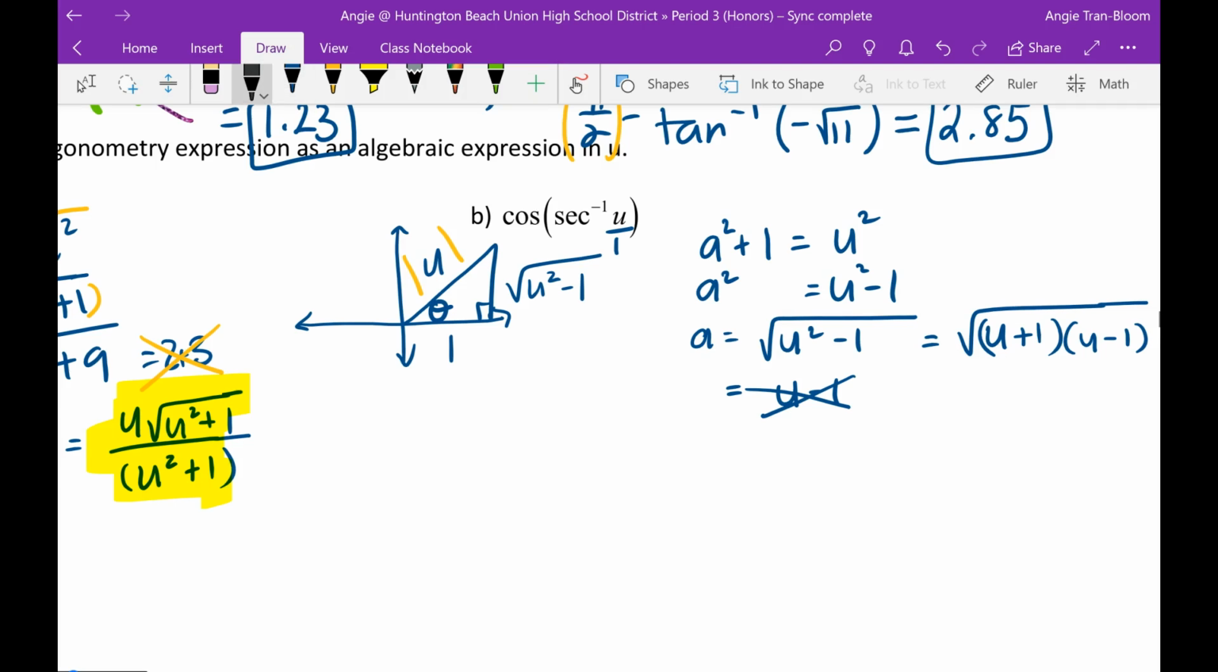Then I have everything I need. So cosine of that same angle is just what? 1 over the absolute value of u. What? You did all that work for nothing? Yes, you did. Okay.